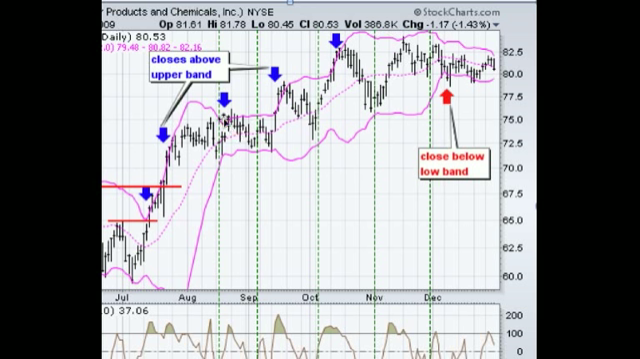Now another thing that I want you to note is this basing pattern right through here. You'll see how the upper band and the lower band become very close to each other and carry straight across. Now the important thing that I want you to note here is this is a classic basing pattern, a flat base. And so you've got an uptrend with a flat base.